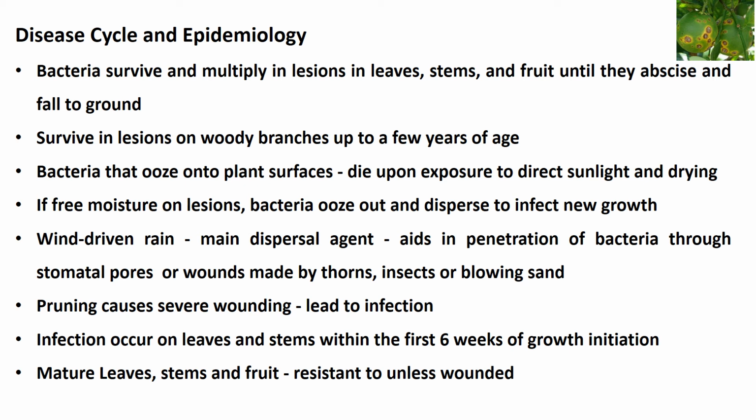Wind-driven rain is the main dispersal agent which aids in the penetration of bacteria through stomatal pores or wounds present in the plants. The wounds may be made by thorns, insects or blowing sand. Pruning also causes severe wounding, and the bacteria can enter the plant through these wounds and lead to infection.